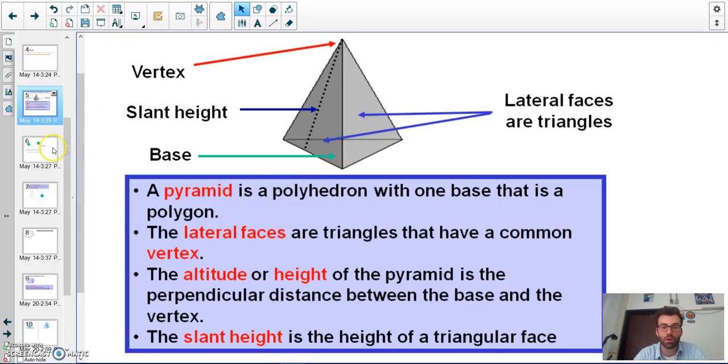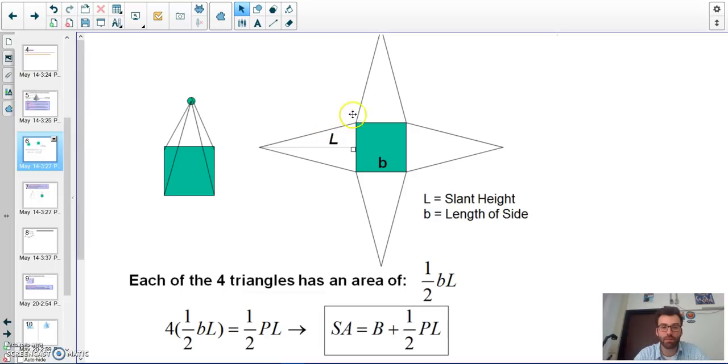Here's an example of a pyramid. It has a square base, and if I were to unpack it and unfold it, what it would really look like is the base, and there would be 4 triangles attached to it.